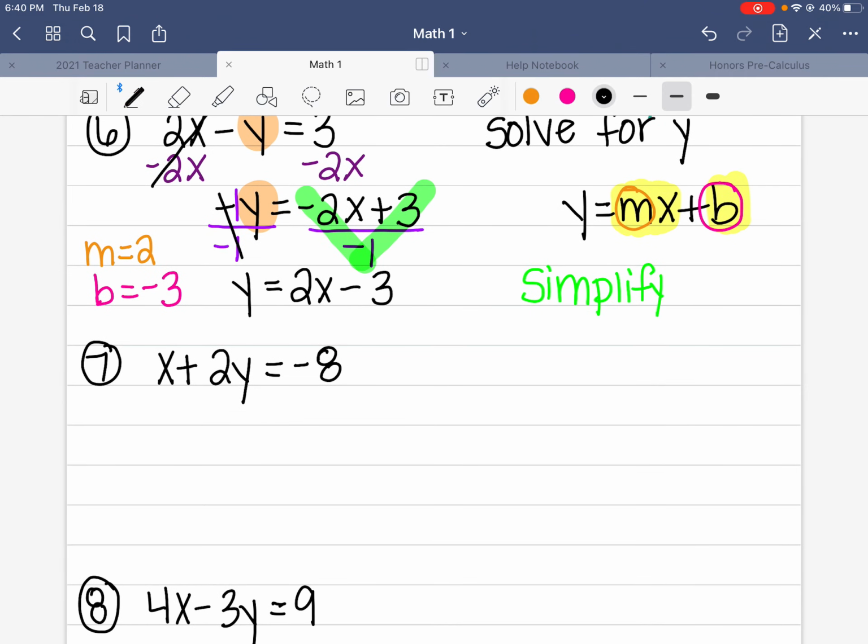All right, so I have my standard form because it's in that format, ax plus by equals c. All right, so my a is 1. So if I were to write this over top of it, it'd be 1x plus 2y equals negative 8, okay? But I want you to tell me the slope and the y-intercept. That means I'm going to have to solve for y.